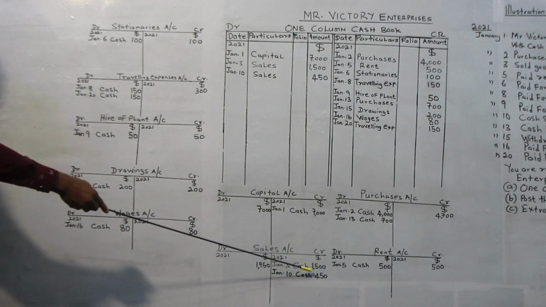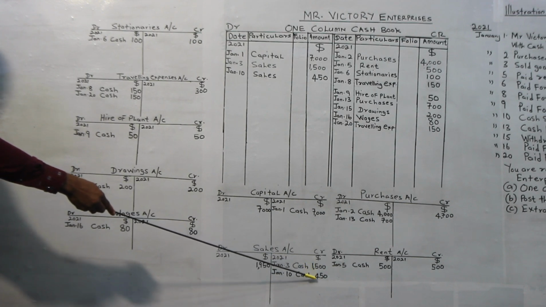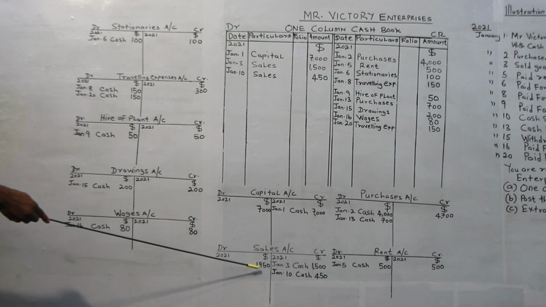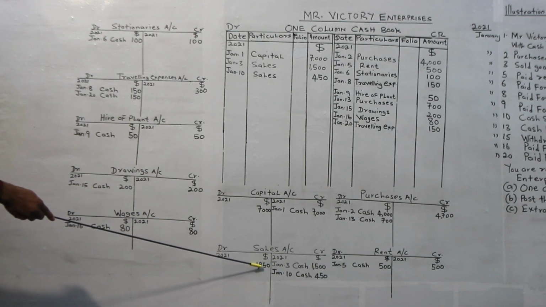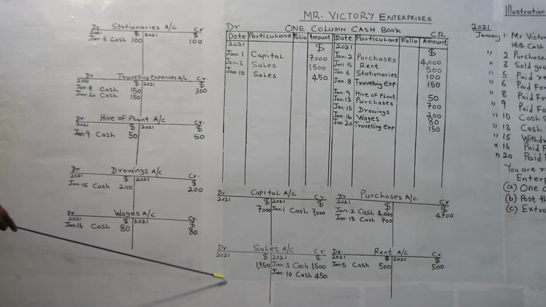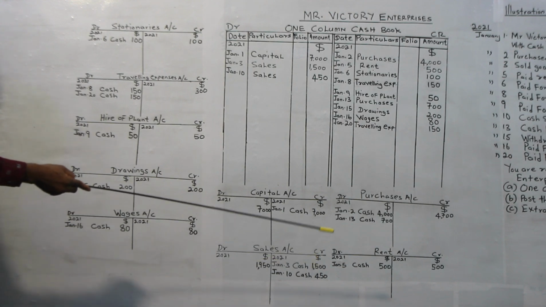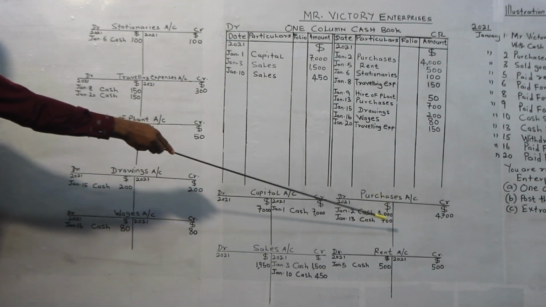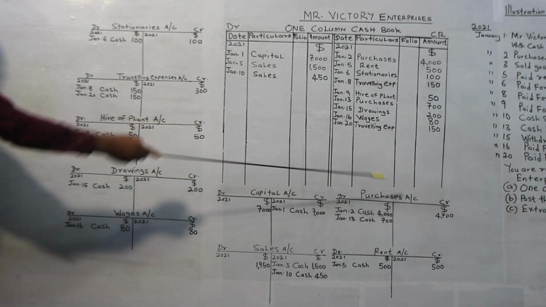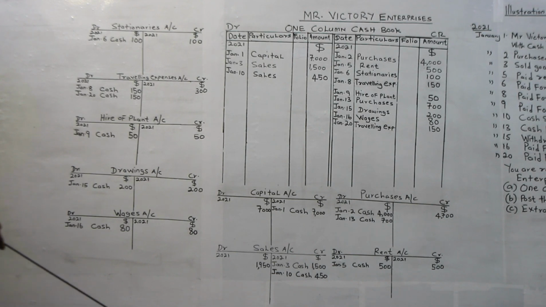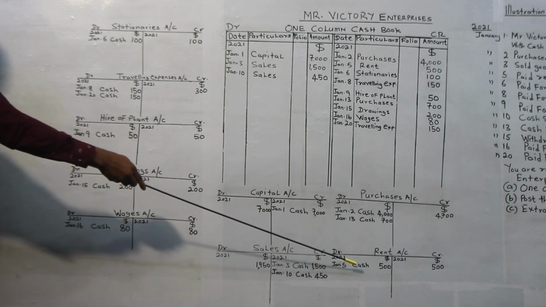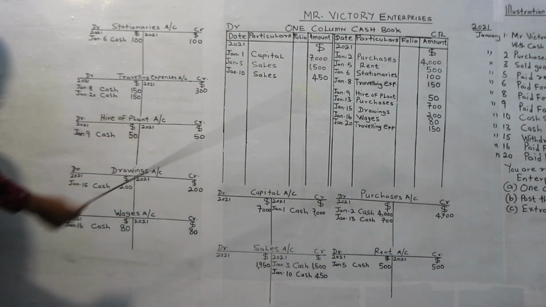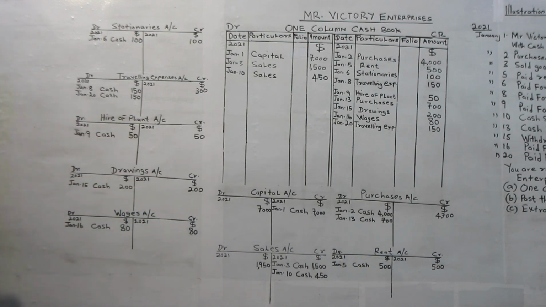The sales account is 1,500 plus 450, which is 1,950. So we recorded 1,950 on the debit side so that the two sides become equal. The purchase account total is 4,700. So we wrote 4,700 on the credit so that the two sides can become equal. The rent account is on the debit, 500. We recorded 500 on the credit so that the two sides can be equal.